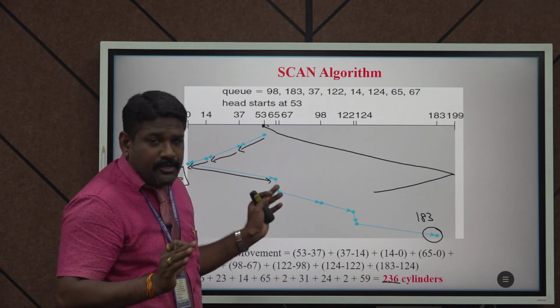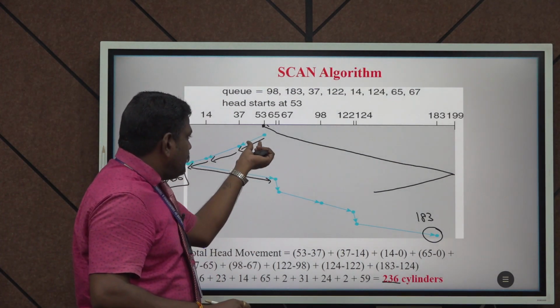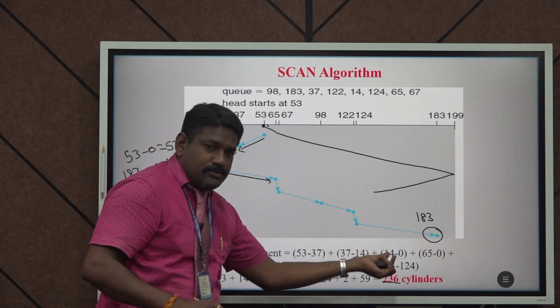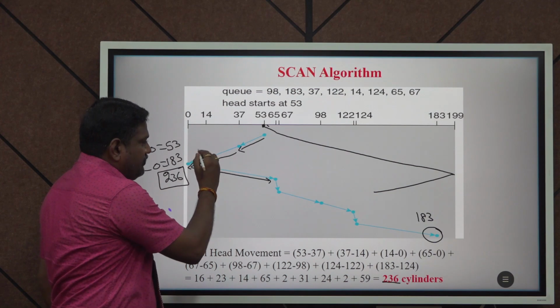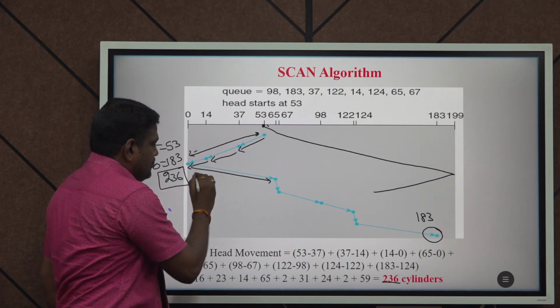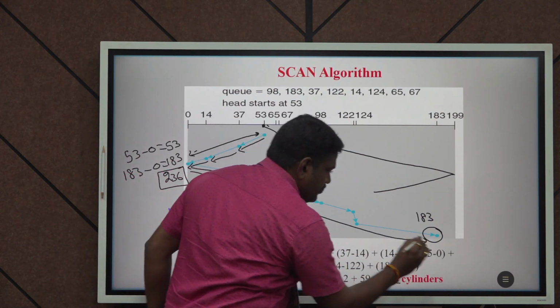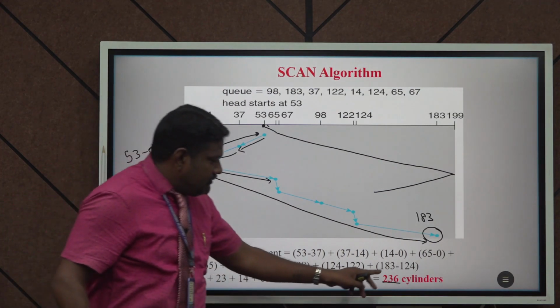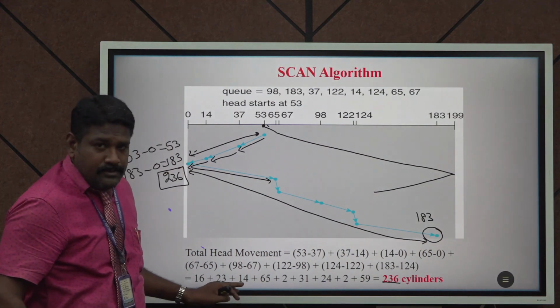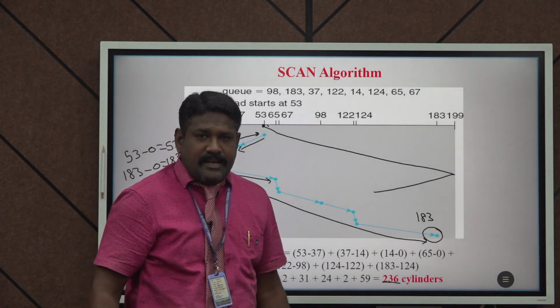So directly we can calculate the value, which is going to be 236. Once you are thorough with the concept, instead of taking the differences between every two values, we start at 53, we reach 0, and the difference between this and from 0 to 183 gives the total head movement, the same as what we calculated here. So this is the idea behind the SCAN algorithm.